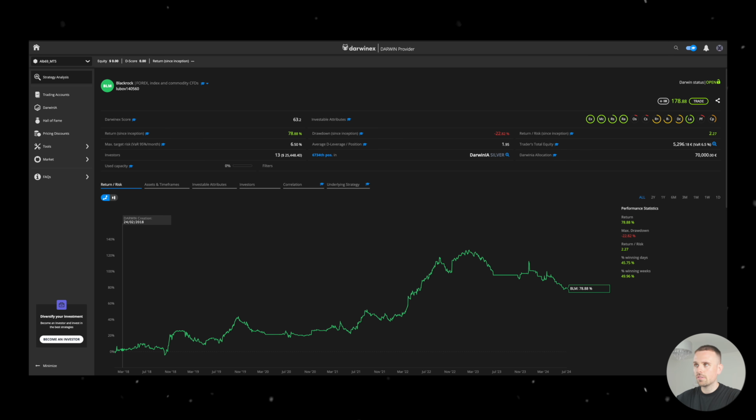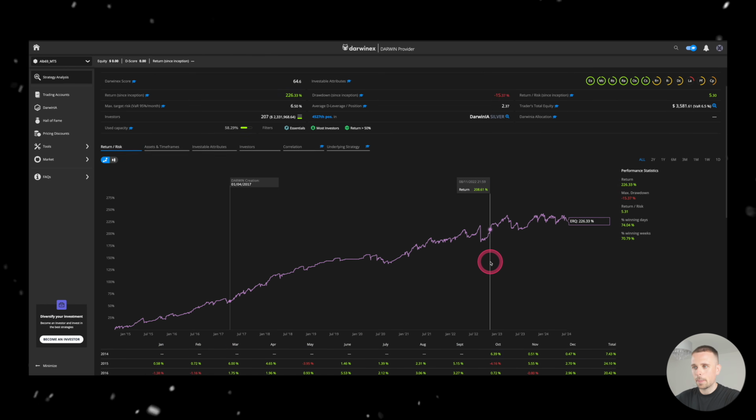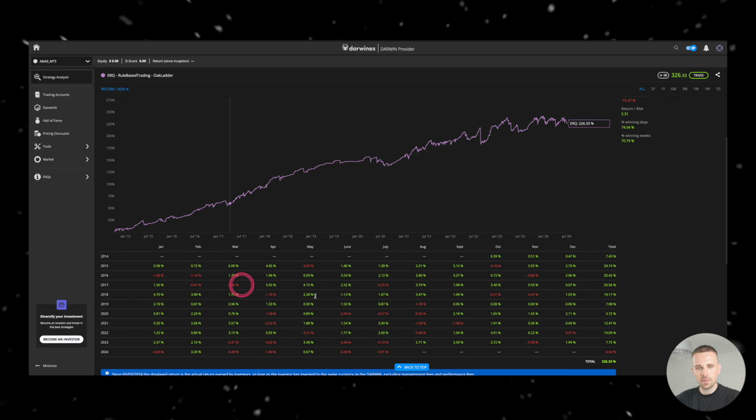Let's take a look at another example. Bearing in mind, there's lots of these examples, but I don't want to spend 5 hours going through all of them. So I'm trying to just show you a couple to give you an idea. But as you can see here, this trader has returned 226% on their Darwin. They've had a max drawdown of minus 15 and their record expands back to 2014.